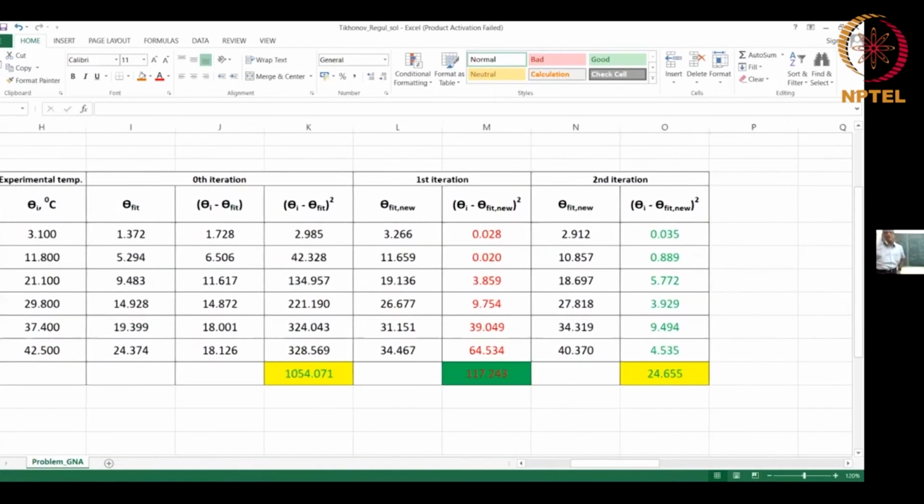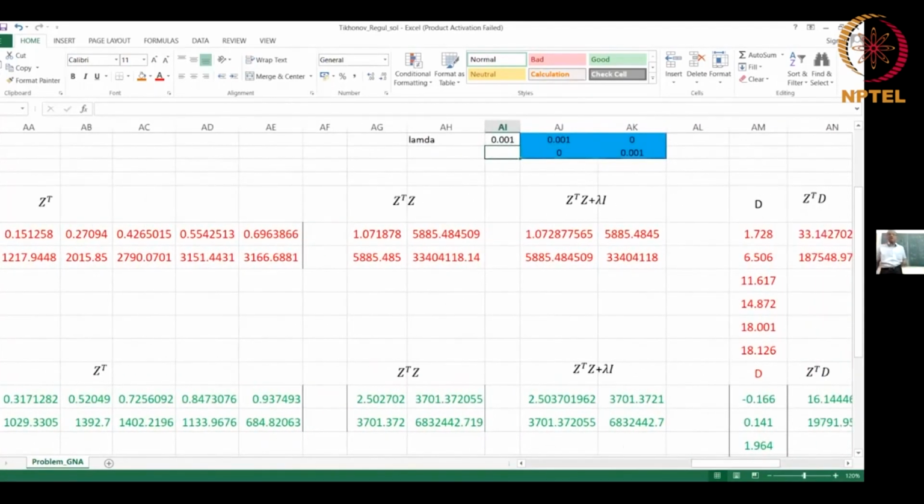Okay. So now you can see that in the 0th iteration, the sum of the square of the errors was 1054. After the first iteration, it reduced to 117.24. But the Levenberg-Marquardt algorithm seems to have worked more efficiently yesterday. Okay, but we had a lambda of 0.1. You may ask, why did we not choose lambda equal to 0.1? Suraj, just go up and choose lambda equal to 0.1. Lambda equal to 0.1 causes violent changes in the answer.